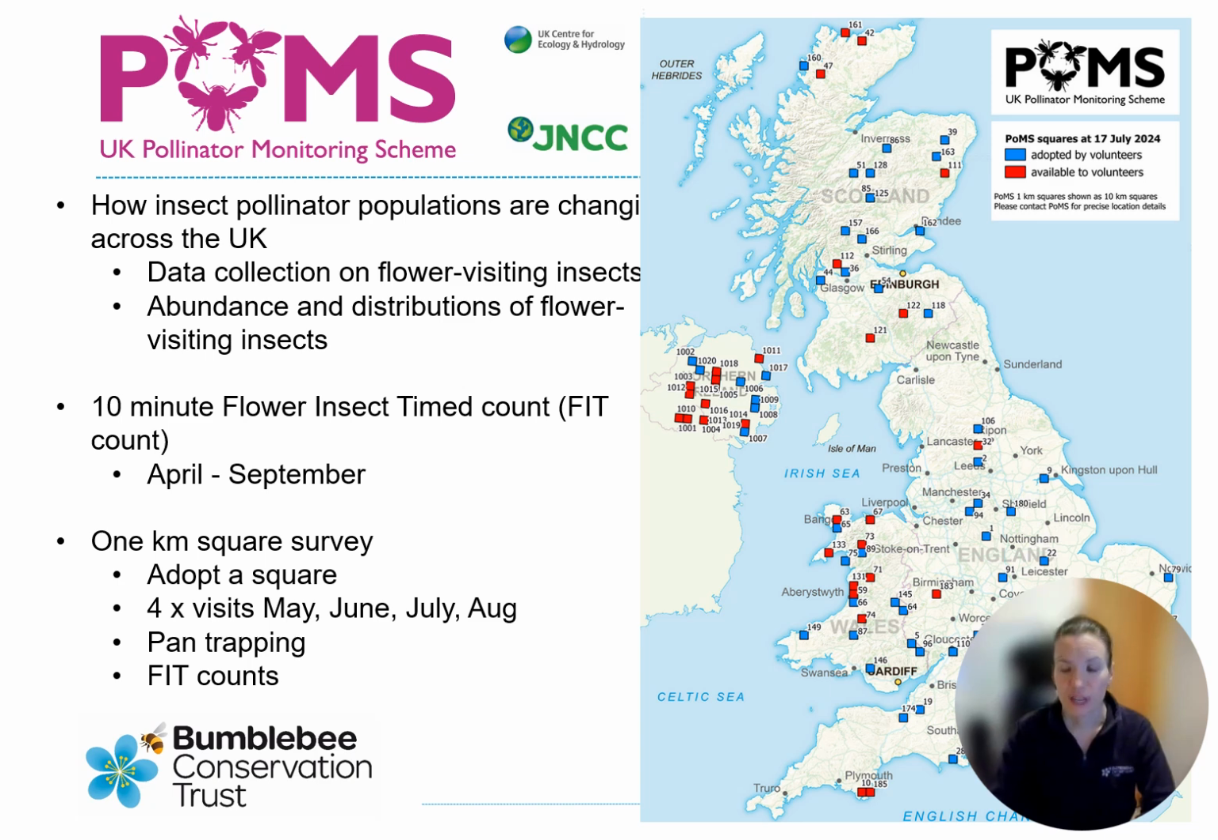This involves 4 site visits, one in May, June, July and August. You're essentially spending the day there setting out pan traps. These are a way of surveying for flying insects, with bowls put out to essentially catch and collect insects. You're putting those in place and you're staying on the site. They're in place for 6 hours, and you're doing FIT counts whilst you're there as well. And then you collect the samples, send them back to CEH where they're identified as species and added into the analysis.